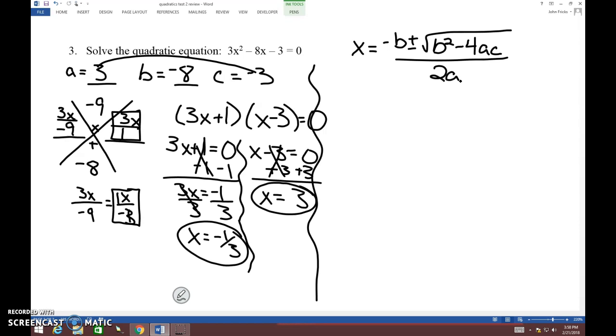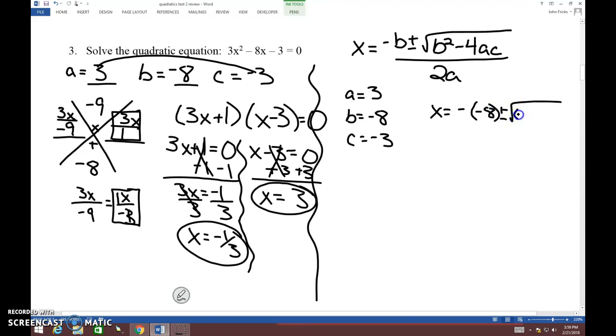So to work it out this way, once again, we're going to need a, b, and c. So here a is equal to 3, b is equal to negative 8, and then c is equal to negative 3. So when we substitute that information in, we're going to get x equals negative times b, so b is going to be negative 8, plus or minus the square root of b squared, which is going to be negative 8 squared, minus 4 times a, which is going to be 3.